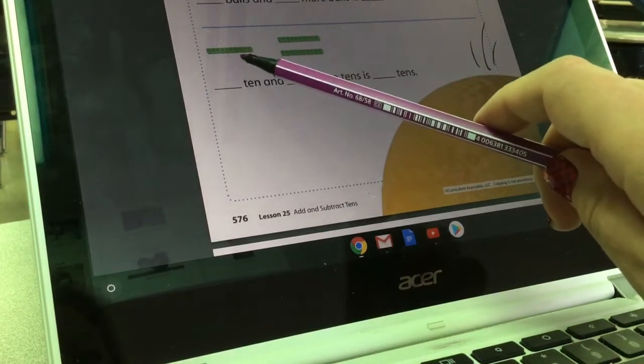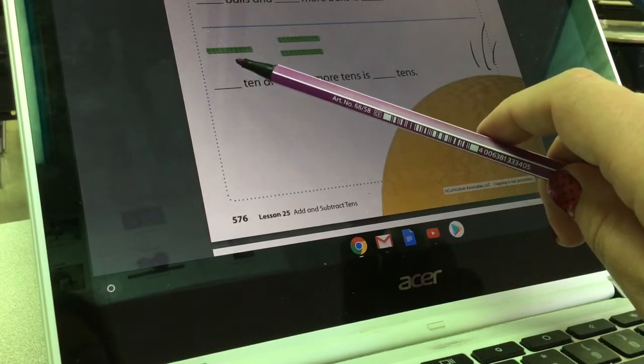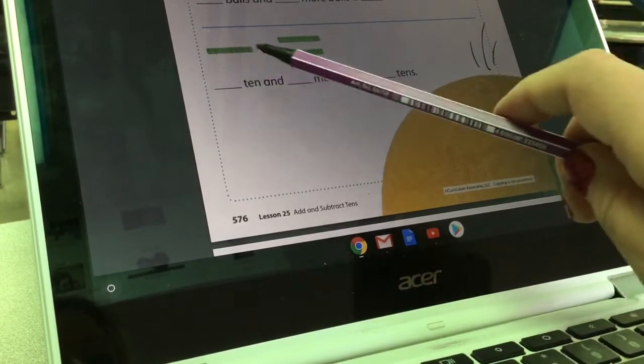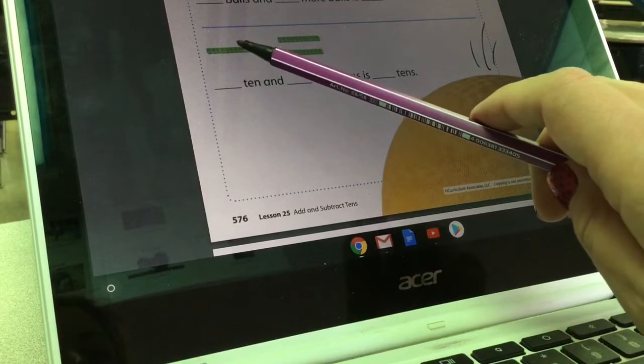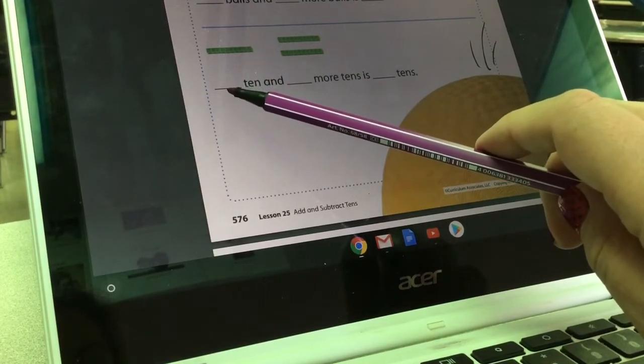We see 1 ten. If you were thinking 10 tens, that would not be correct because we'd have to see 10 of these. Do we see 10 of these? No. We see 1 ten. So 1 should go on our line right here. 1 ten.